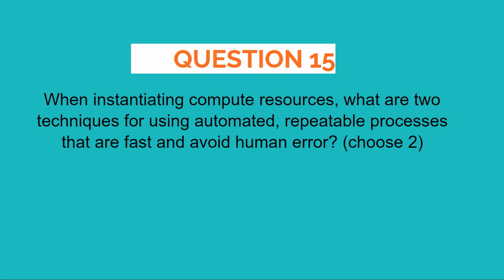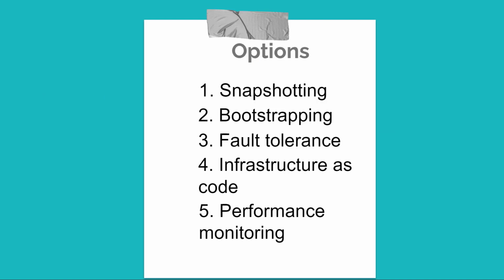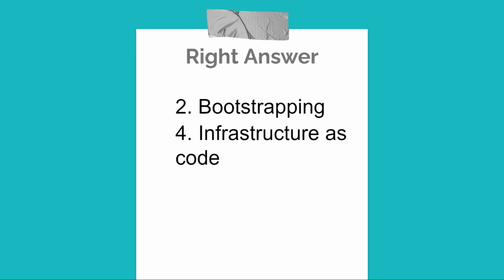Question: when instantiating compute resources, what are two techniques for using automated, repeatable processes that are fast and avoid human error? Choose 2. Option 1. Snapshotting. 2. Bootstrapping. 3. Fault tolerance. 4. Infrastructure as code. 5. Performance monitoring. Right answer is 2. Bootstrapping. 4. Infrastructure as code.